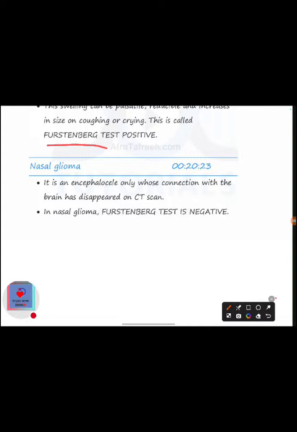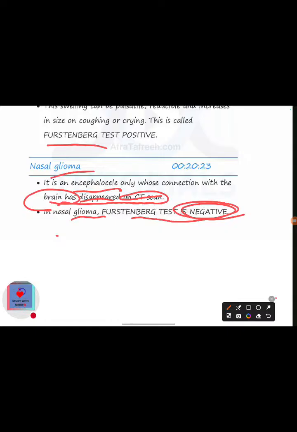Now, glioma. In glioma, there is no longer any connection with the brain or meninges. Only the remnants of meninges are there. In nasal glioma, Furstenberg test is negative because there is no connection with the brain.